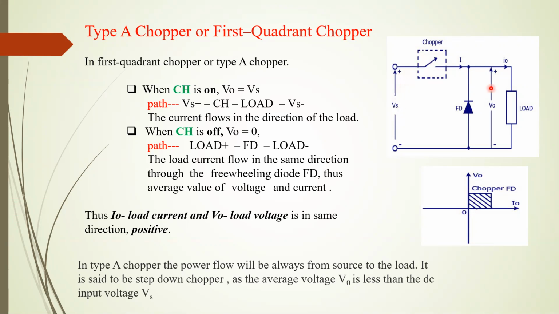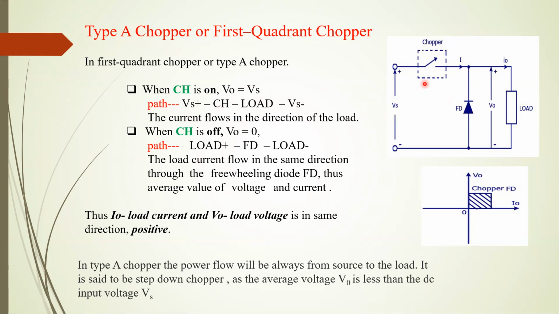the supply voltage is given to the circuit and the current flows through the chopper in this direction, that is Vs plus to chopper to the load to the Vs minus. During this case, the freewheeling diode is reverse biased, hence it is an open circuit. So here the load voltage is equal to the source voltage. That is, when the chopper is on, V0 is equal to Vs.